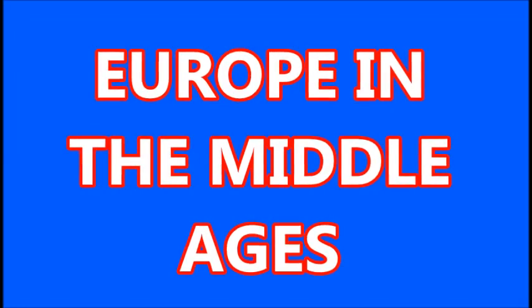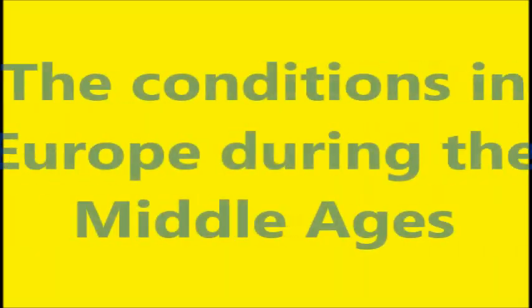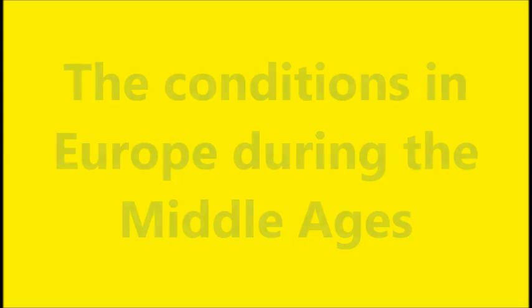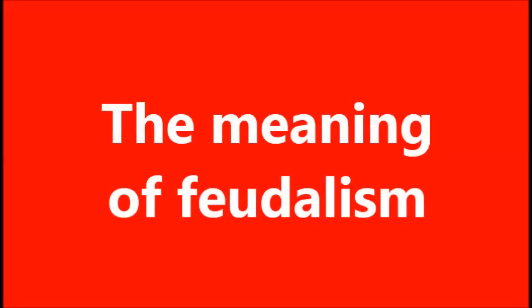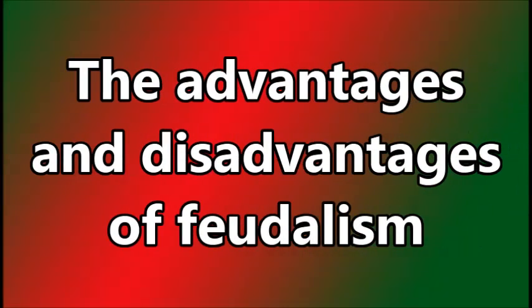In this chapter you learn the conditions in Europe during the Middle Ages, the meaning of feudalism, different forms of feudalism, the advantages and disadvantages of feudalism. Last, the decline of feudalism.